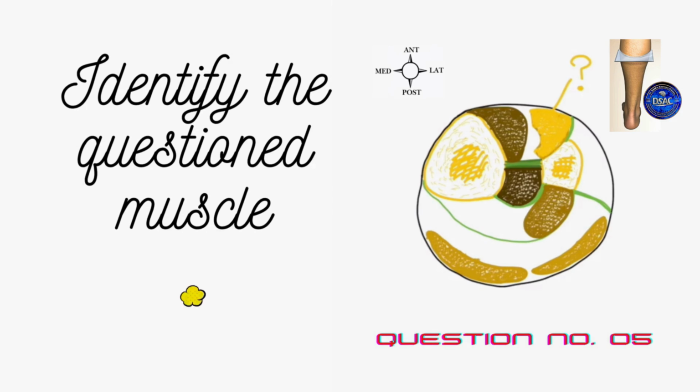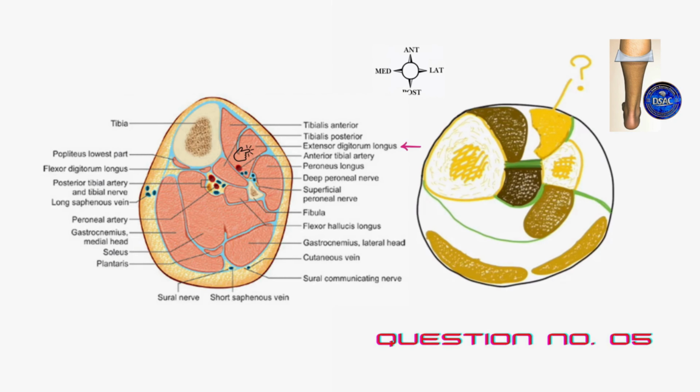Identify the questioned muscle. This muscle is extensor digitorum longus. It is a pennate muscle in the anterior compartment of the leg.